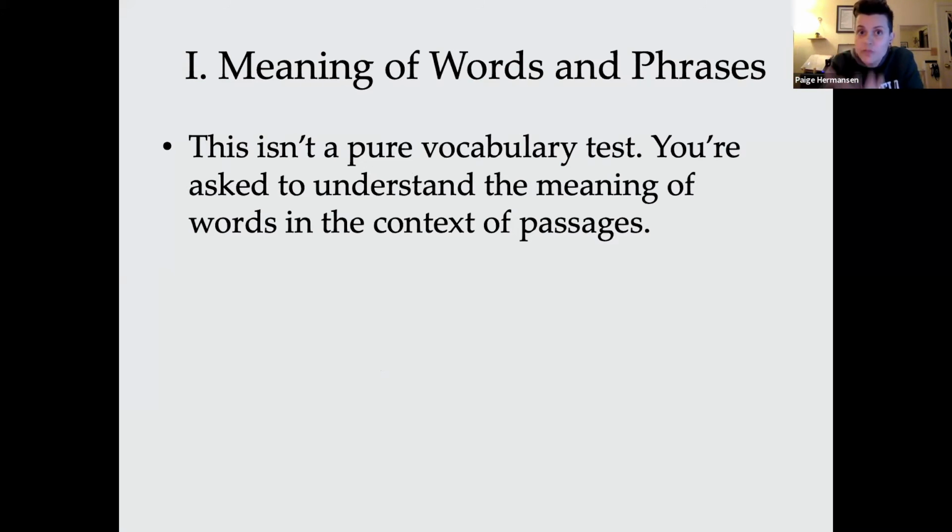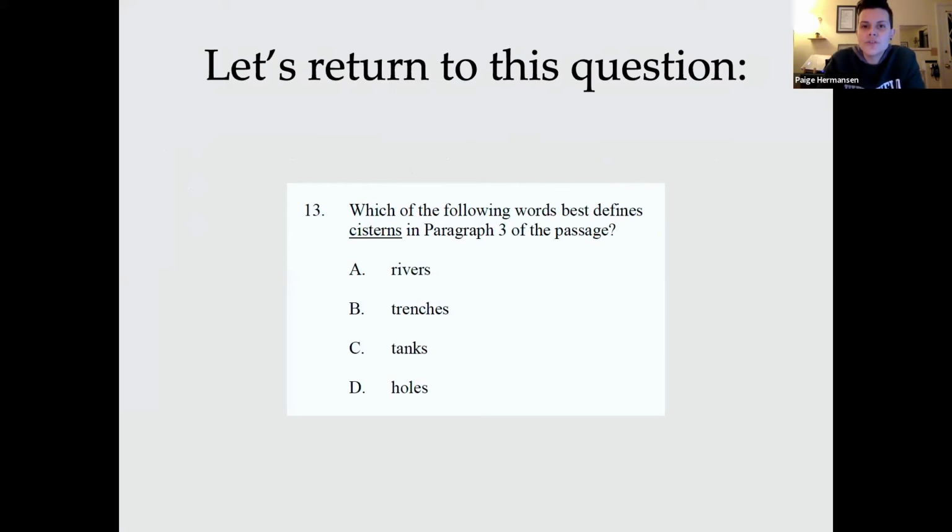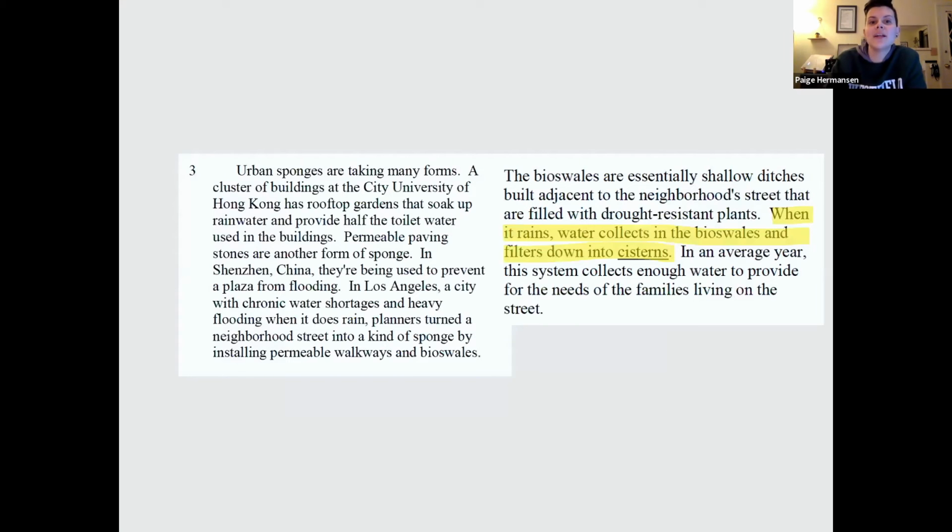And I'm sure that a lot of you had to do an exercise like this in middle school or high school or college, where you had to guess the meaning of a word based on context clues. This is a really critical reading comprehension skill, right? So let's return to that question about cisterns, question 13. Which of the following words best defines cisterns in paragraph 3 of the passage? I am going to take us back to paragraph 3 so that we can analyze this.